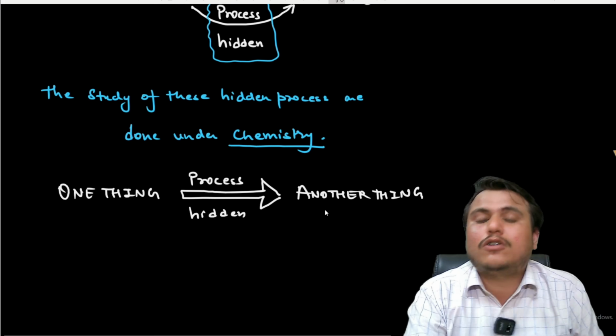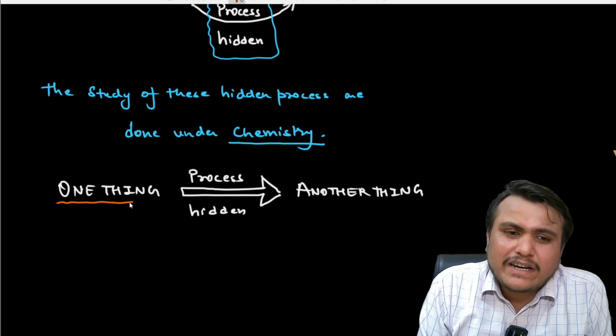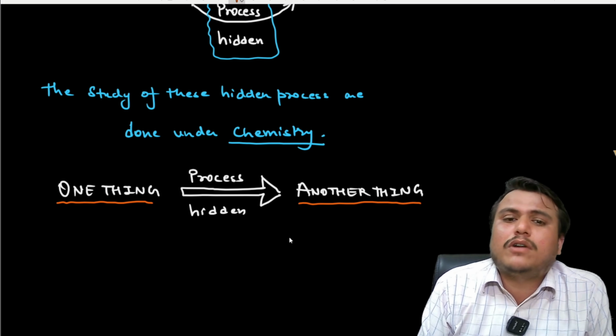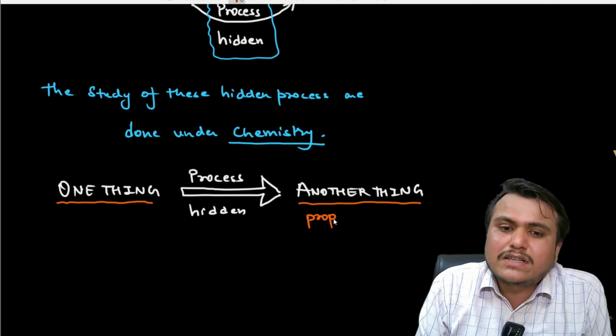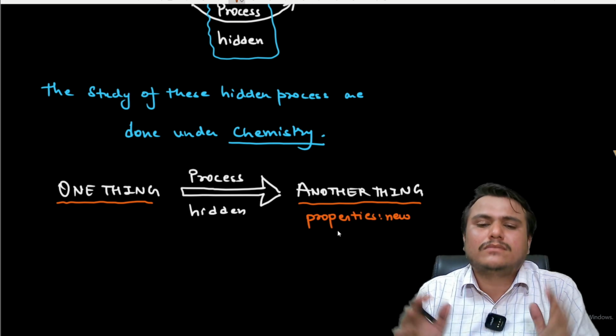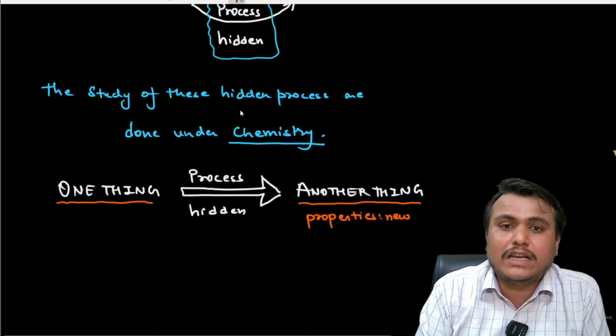Is that clear or no? Now see, one more thing you should know. The basic difference is that when one thing is getting converted into another thing, this another thing which is produced has a totally new set of properties.